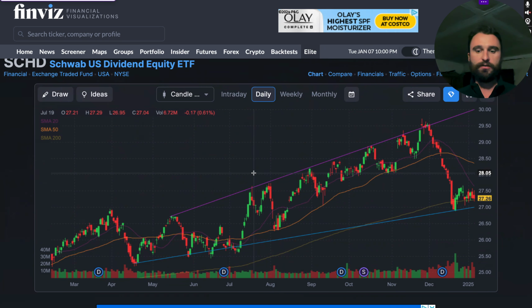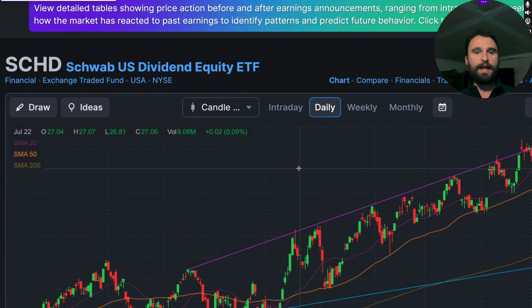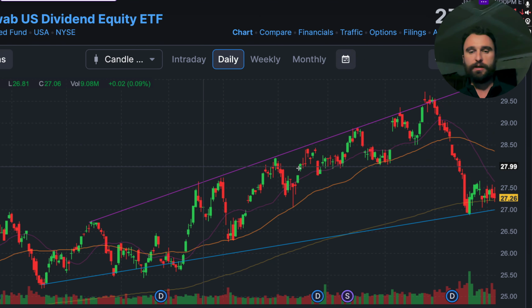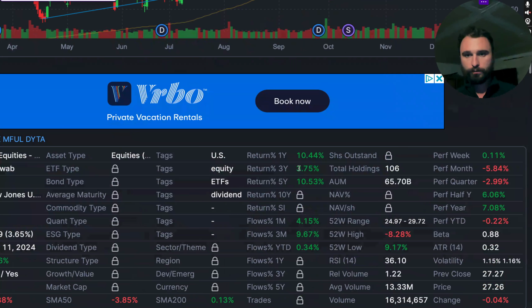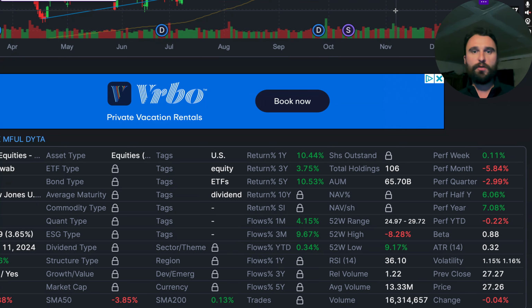So here's the chart of SCHD. This is basically the Dividend Equity ETF. They try to keep it low volatility as well. So what you're looking at here is a beta of 0.88, which basically means it's going to be less volatile than the S&P 500, which is probably a good thing if you're looking at dividend income, especially in retirement.